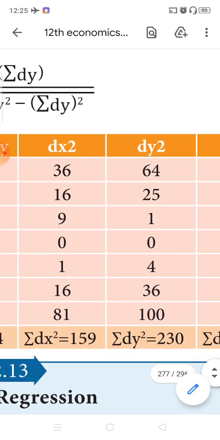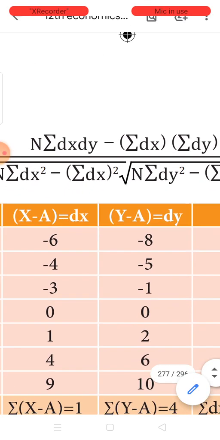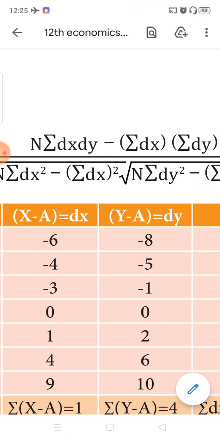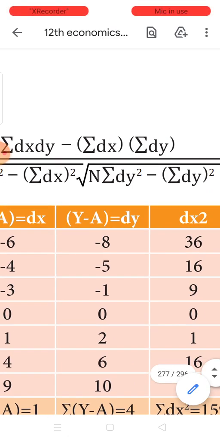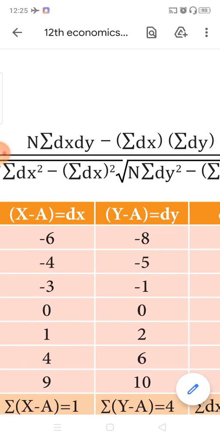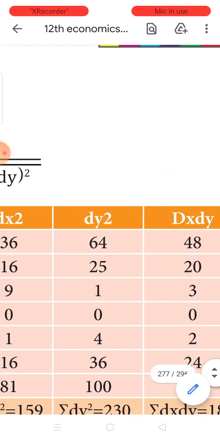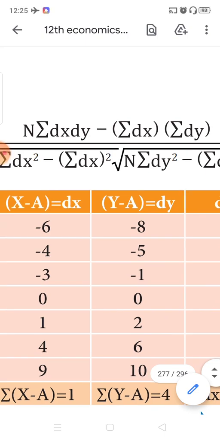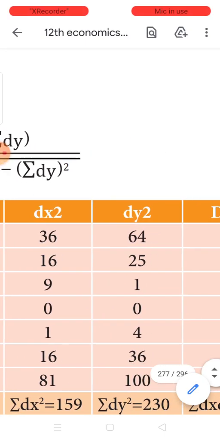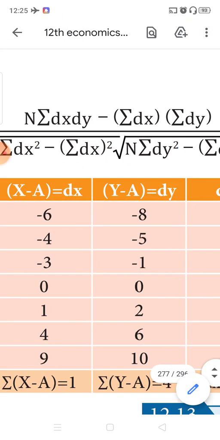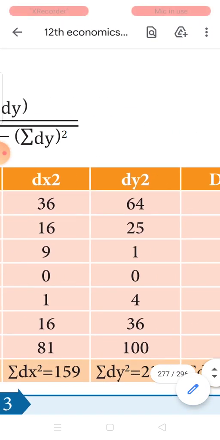Now, what else do we need here? Just check in the formula. We found out dx square, we found out dy square. Now we need to find the product of dx into dy. Here we have got dx, dy. Now dx into dy is nothing but minus 6 into minus 8. You get the value 48. Look here children. Now again minus 4 into minus 5, it is plus 20. Now minus 3 into minus 1, it is plus 3.